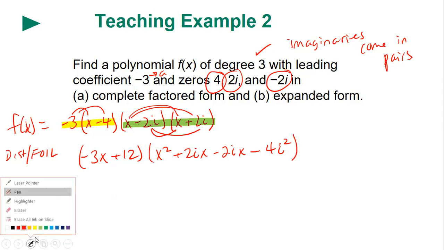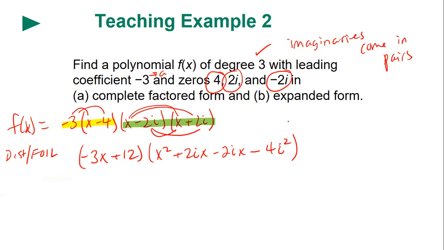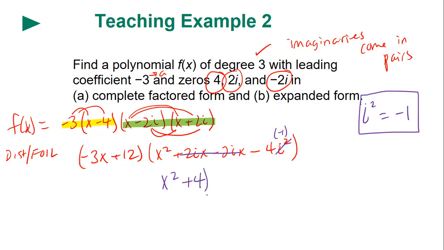Okay, this brings up some very important things for us to talk about. Whenever you have i squared, it equals -1. Anytime you see i squared, you're going to replace it with -1. So when we simplify this, it becomes x squared. What happens to the middle? They cancel out. -4i squared became a positive 4. So now I have x squared plus 4 times -3x plus 12.